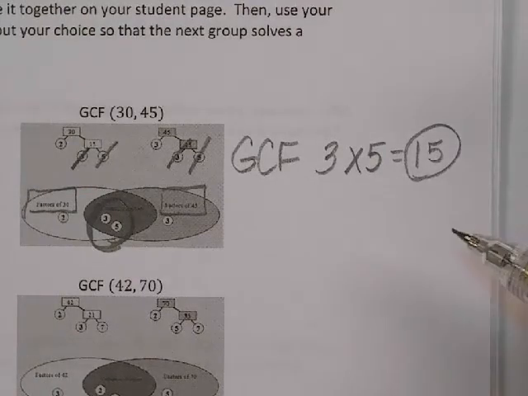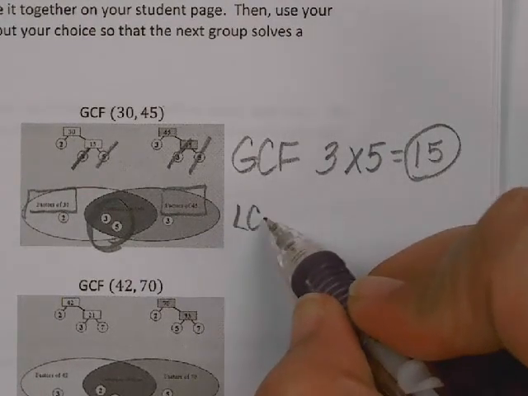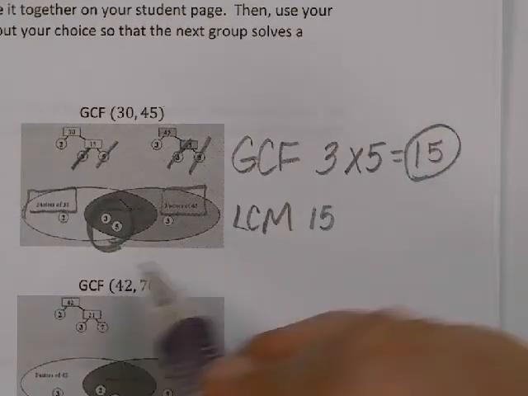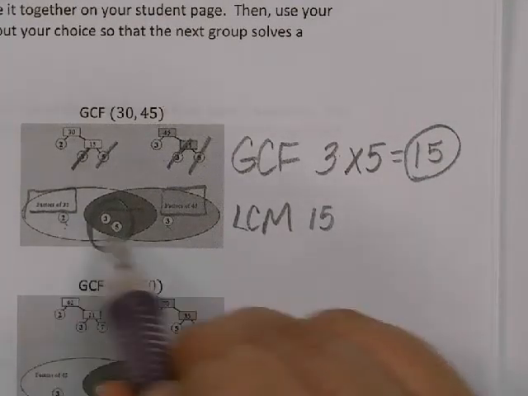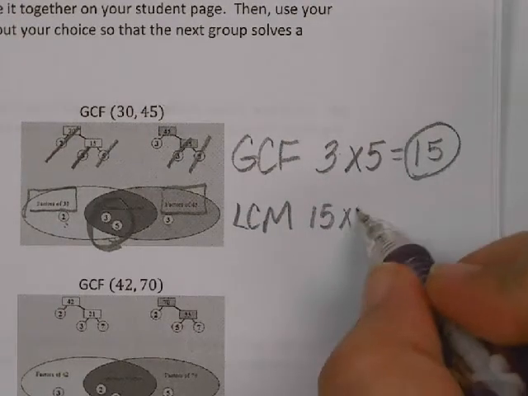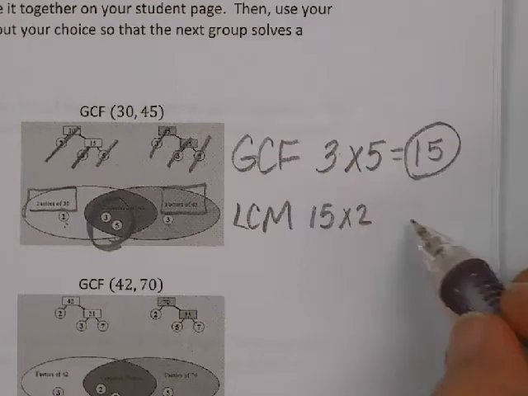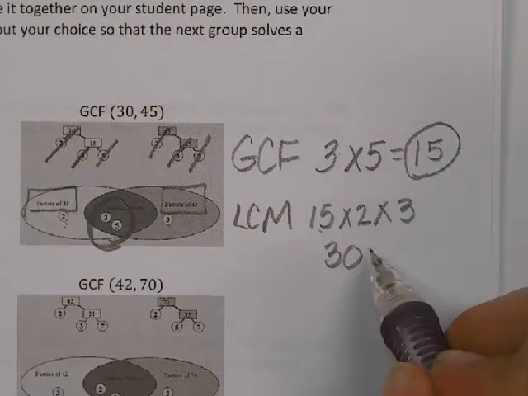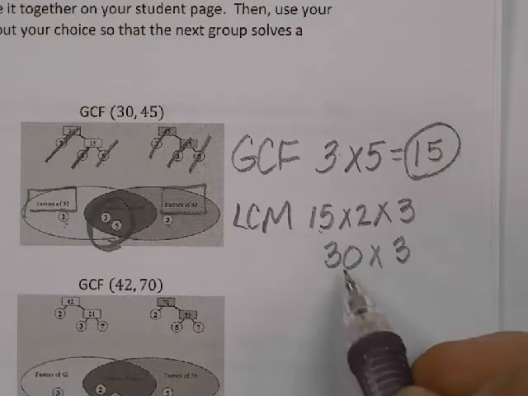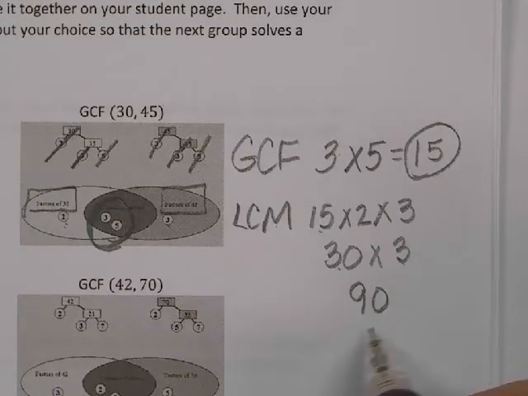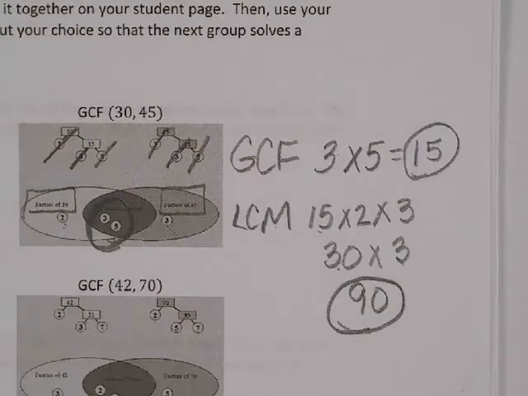Then for the LCM, I'm going to use my 15 and then the 2 numbers that are left over, which is my 2 and my 3. And 15 times 2 is 30. And then 30 times 3 is 90. So my LCM is 90.